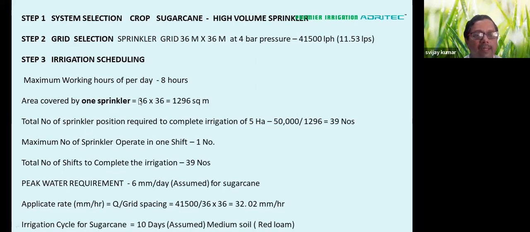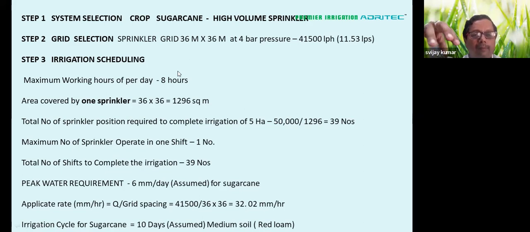Coming to the irrigation scheduling, like we already told, not more than 8 hours. So 8 hours is the time available. The area covered by one sprinkler is 36 meters by 36, so 1,296 square meters it can cover. But the whole area is 50,000 square meters, and it can cover only 1,296. If you divide 50,000 by 1,296, you are going to have 39 shifts.